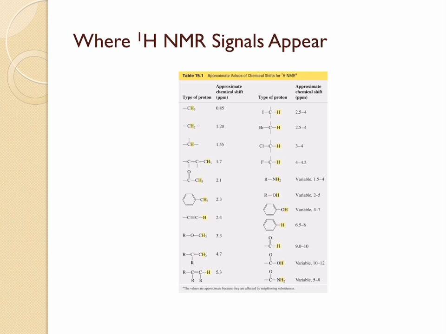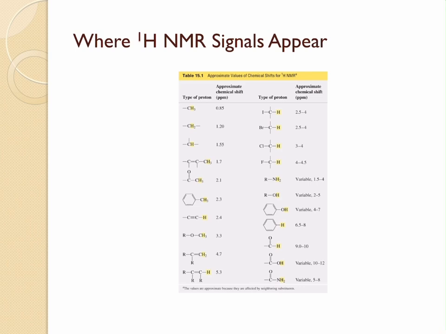And when you have hydrogens in the benzene ring, that's going to come somewhere between 6.5 and 8. Basically, aromatic protons are going to come in this region. When you have amines and hydroxyl groups, then the hydrogens present in the NH2 and the OH are going to be variable. In the case of amines, the hydrogen can come anywhere between 1.5 and 4. And for the hydroxyl group, the hydrogen can be between 2 and 5.